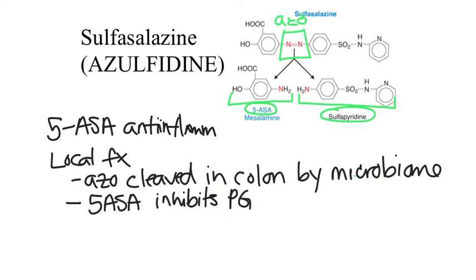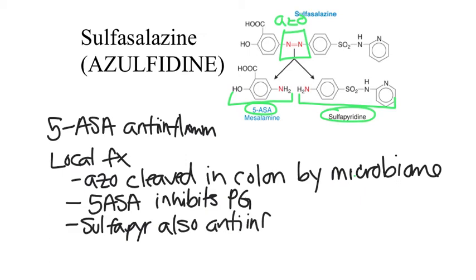Sulfapyridine itself does also have some anti-inflammatory activity. It inhibits purine synthesis and also stimulates adenosine release, which together result in an anti-inflammatory effect. Sulfasalazine has use in rheumatoid arthritis as well as in ulcerative colitis, which directly affects the colon.